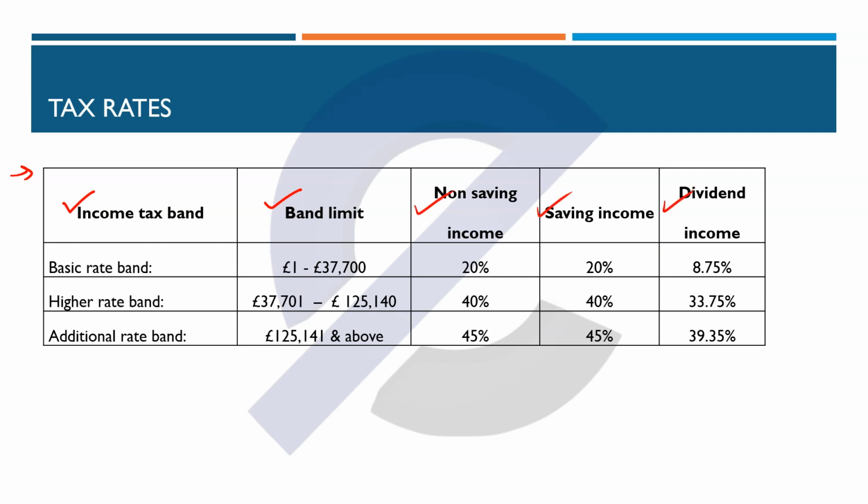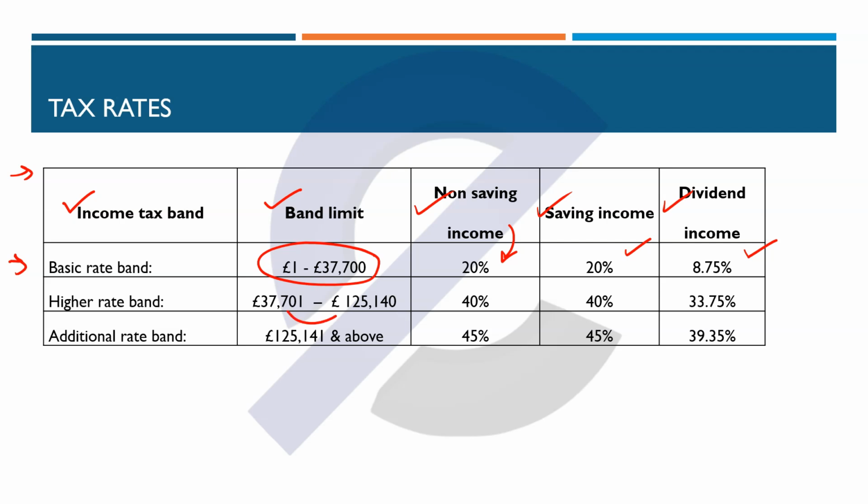Now if you read the table, the basic rate band covers the income range from the first pound till the first £37,700. If the income falling within this range is from non-savings income, then the tax rate applicable on it is 20%. A similar percentage will apply if this income is from savings, but if the income falling in this range is dividend income, the tax rate applicable is 8.75%.